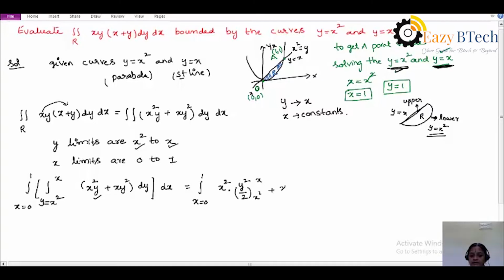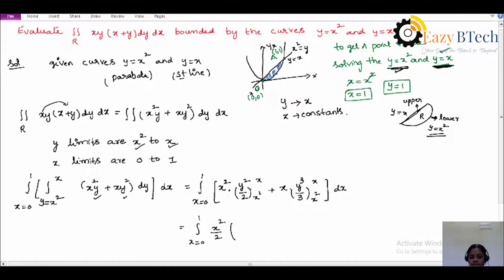And again here x is common, and here y square is there. Integration of y square is y cubed by 3 within the limits x square to x. The next, second integration has to be done with respect to x after doing the simplification of this one, x is equal to 0 to 1. So x square by 2, students, these two I write here.